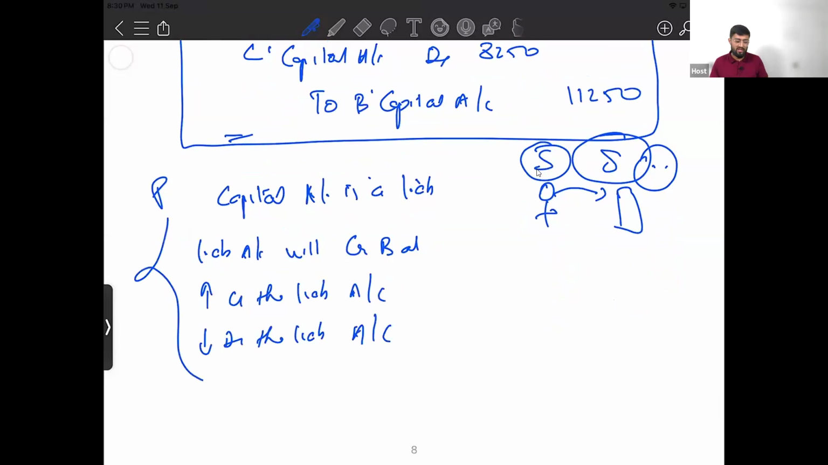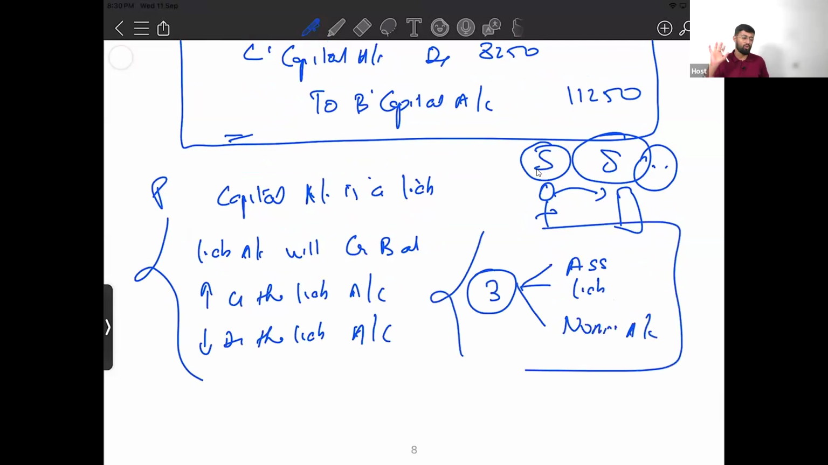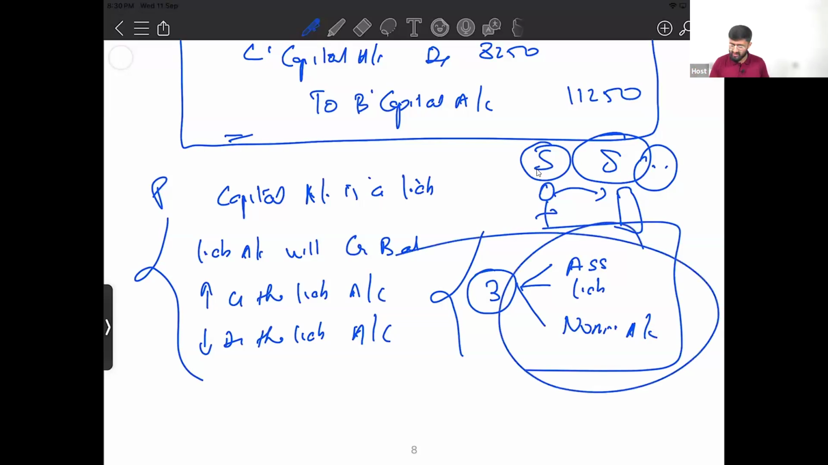In accountancy, I share only three rules. We follow the assets rule, we follow the liability rule, then we follow the nominal account rule. If you understand these three rules, you don't have to follow the golden rules of accounting, personal account, real account. Under personal account we will put this, under real account we will put this. You just understand these three account rules, and you'll be clear with all the concepts.